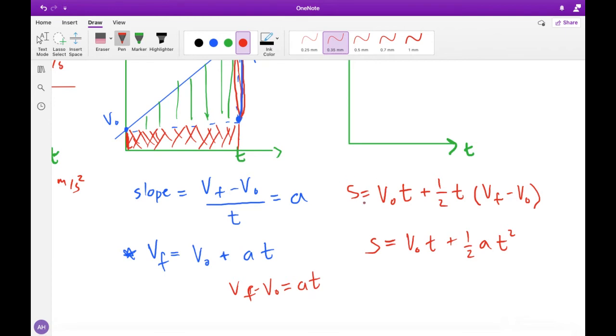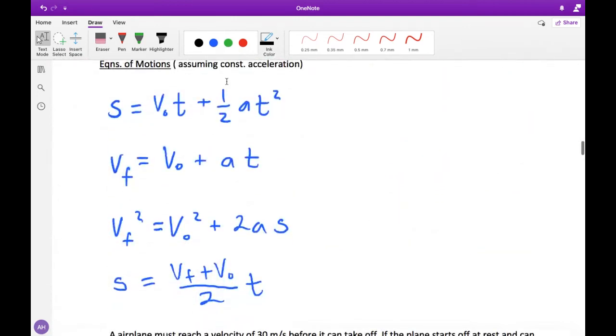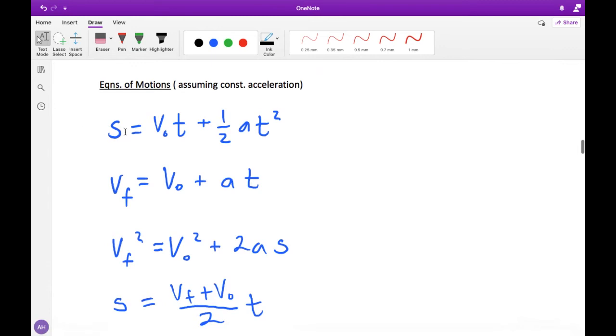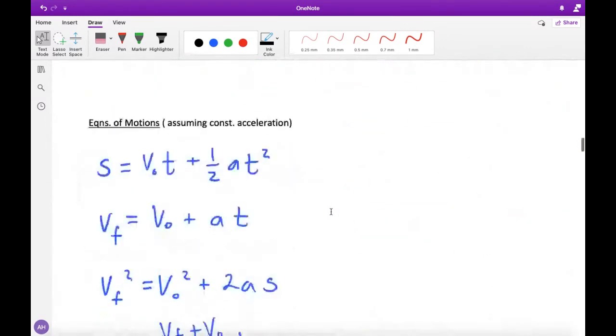So this displacement S is the area underneath the curve, and the area underneath the curve ended up giving us this equation here. Now if we scroll down to show you the equations of motion, that would correspond with this first equation. And so now we have basically the first and second equations of motion, and we're able to find those just from looking at the velocity time graph.